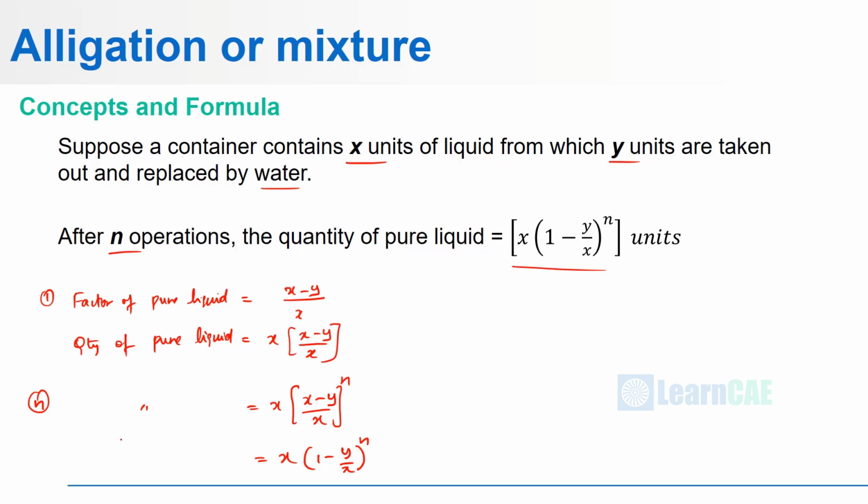So this represents the quantity of pure liquid after N operations. The formula is X into (1 − Y/X) power N. You can remember this. Here the logic is we have to find out the factor of the pure liquid which is present after the first removal. That will be (X − Y) by X. Then if it is repeated N times, the factor will be powered by N, which is equal to ((X − Y)/X) power N. When we multiply with the initial value, we find the quantity of pure liquid after N operations.